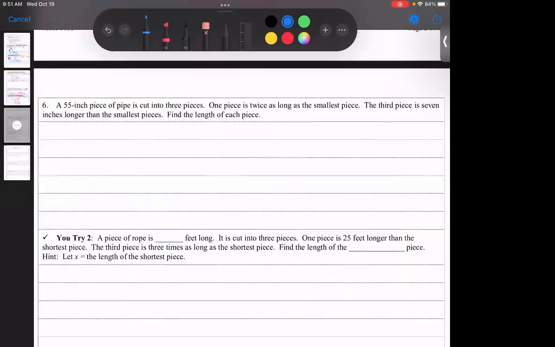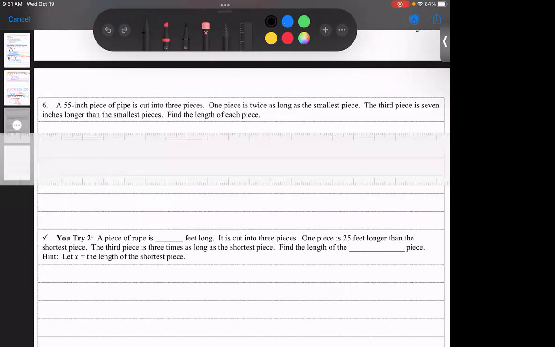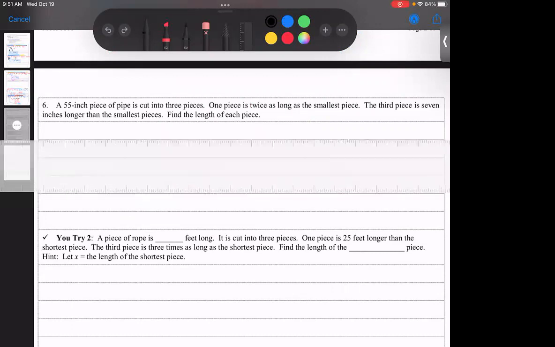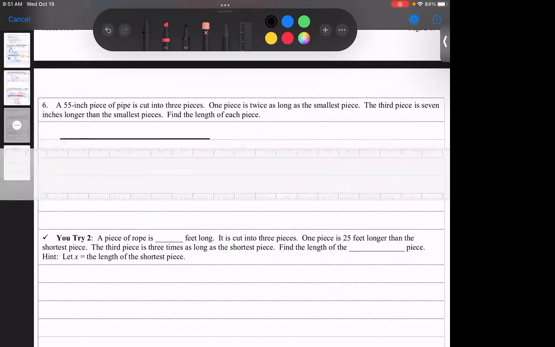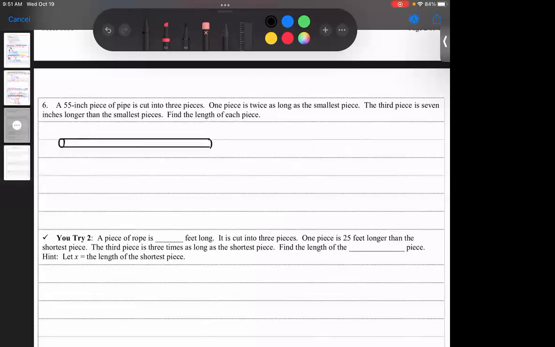Number 6, and then I'll give you a 55-inch piece of pipe. It is cut into 3 pieces. So I have a pipe. Let's draw the pipe. So that's my pipe. It's being cut into three pieces randomly. It doesn't have to be evenly three pieces, just being cut.